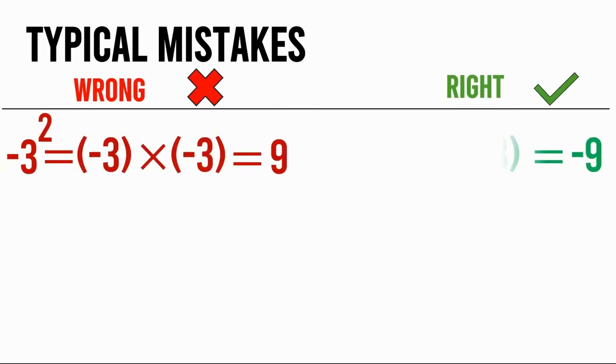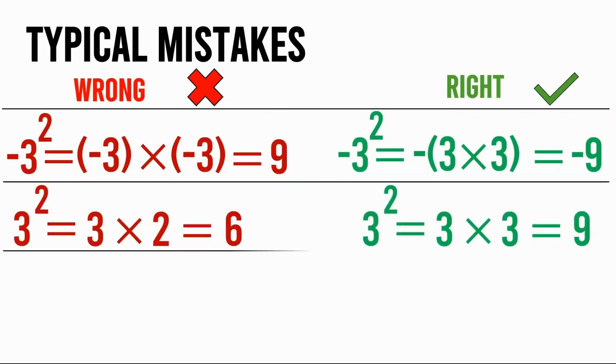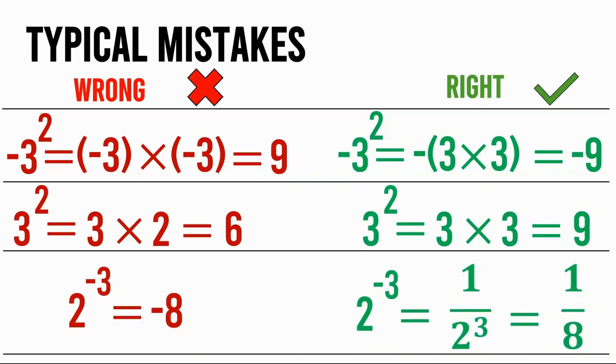This is a summary table of the typical mistakes that are made in powers. In red, the mistakes, and in green, the correct calculations.